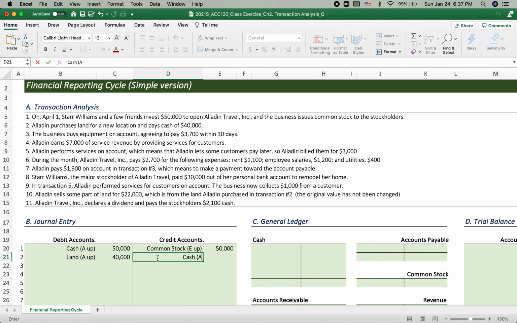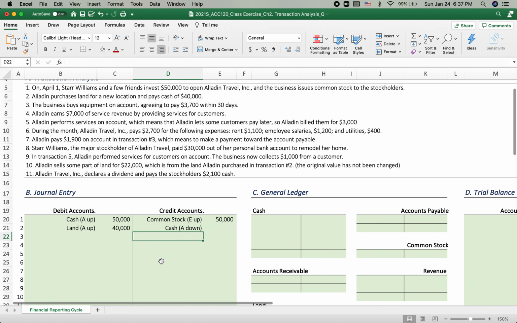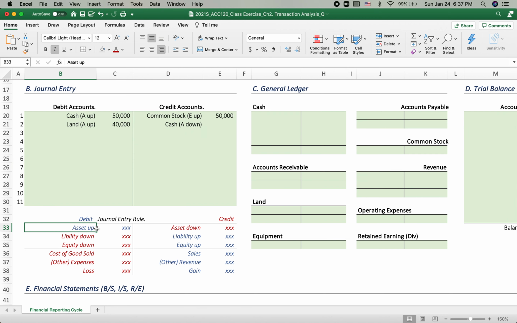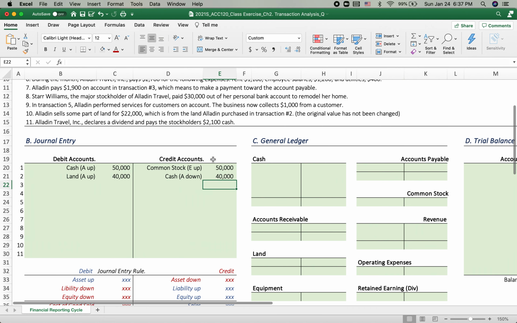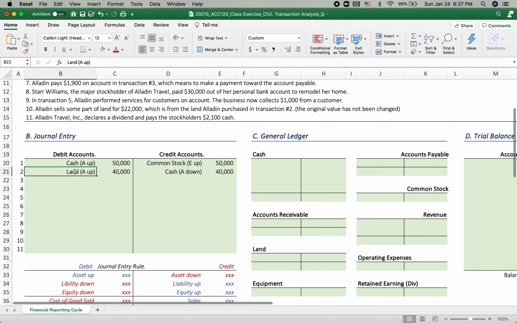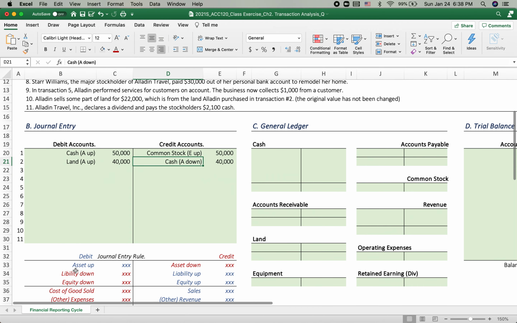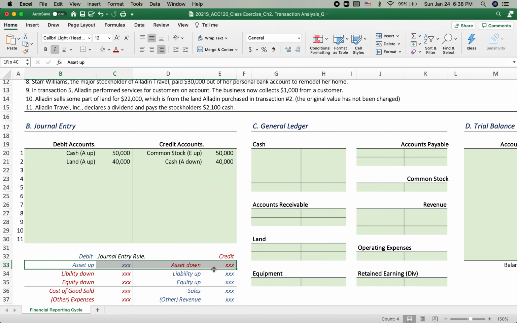Now this is asset down. Why should asset down be recorded on the credit account? Do you see? When we recognize asset down, this asset should be on the credit account, because asset out is not on the debit side. So cash out, the same amount, $40,000, right? So this is a combination of asset up and asset down. These two combinations, okay?